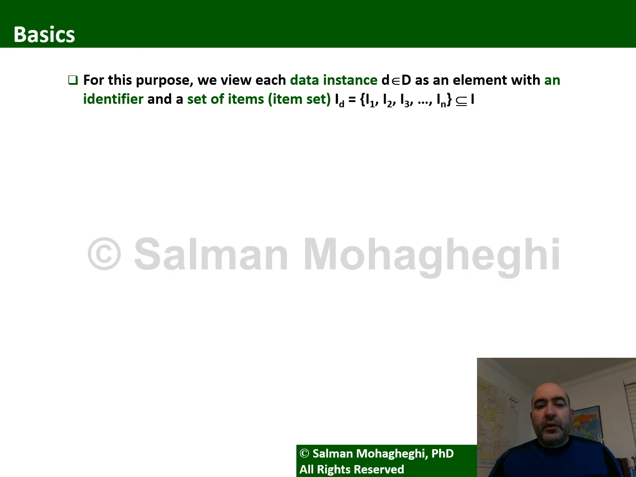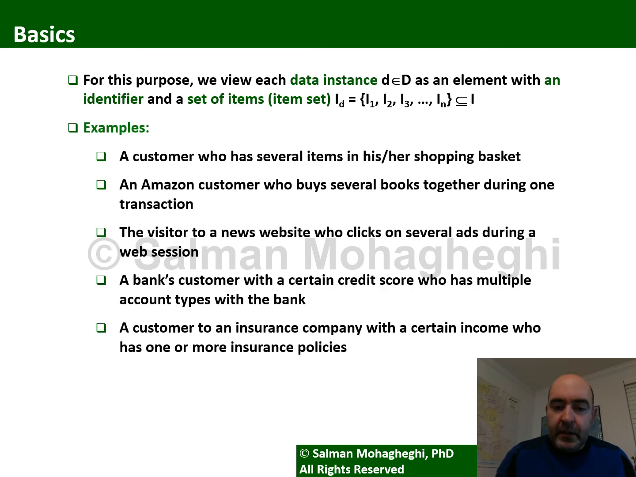All right, so to mathematically model this, we look at a data instance as a set of features. So a data instance D, we assign an identifier to this, which is going to be I of D, and then this particular data instance is going to have features. These features are categorical data points, non-continuous data points. So we'll look at them as a set of items, and this is known as an item set.